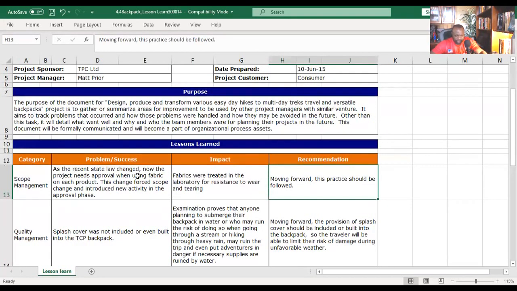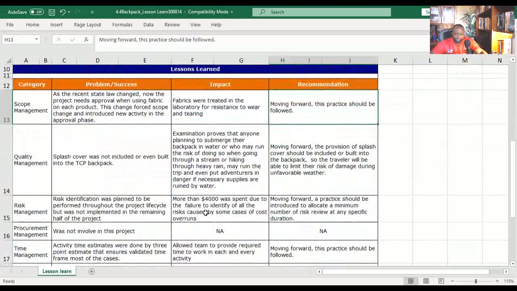So in this illustration, we have in scope management, as a recent state law changed, now the project needs approval when using fabric on each product. The change for scope change and introduce new activity in the approval phase. Now remember, this is a backpack company. They design and build backpacks, and in this project, they're just learning state laws can impact what they do. The impact is fabrics were treated in the lab for resistance to wear and tearing. Moving forward, this practice should be followed.